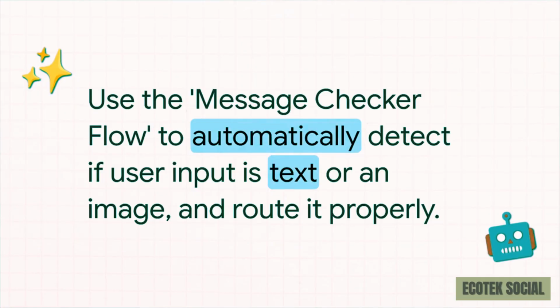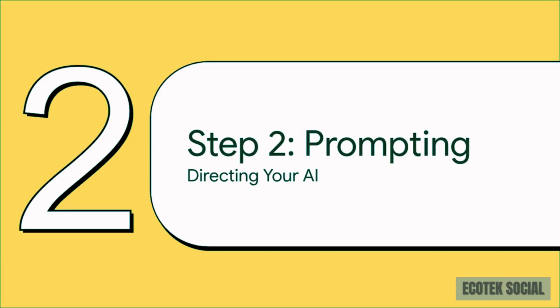Okay, here's a pro tip for you, a really powerful tool for your toolkit, the message checker flow. It basically acts like a smart receptionist. It instantly figures out if a user sent text or an image and sends it to the right place automatically. It's a must-have for building flexible, modern bots. All right, so now that we've got our foundation in place, let's move on to step 2, prompting.